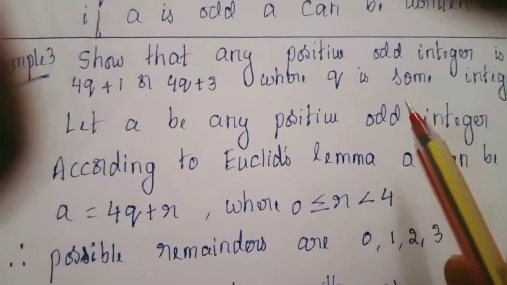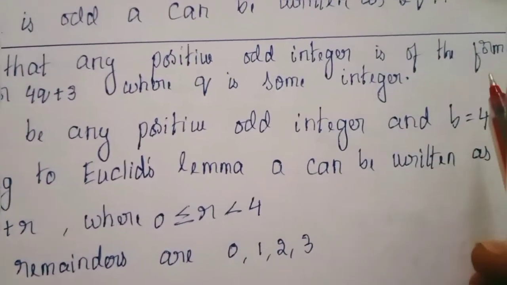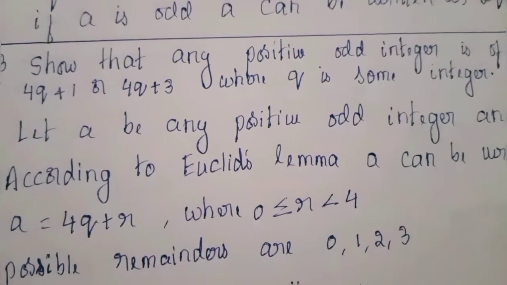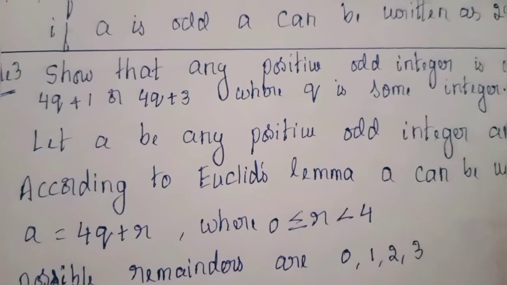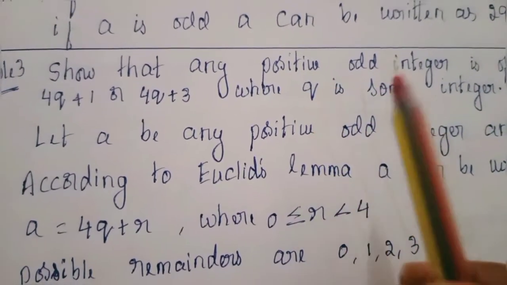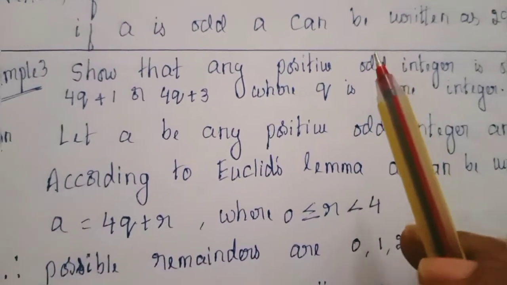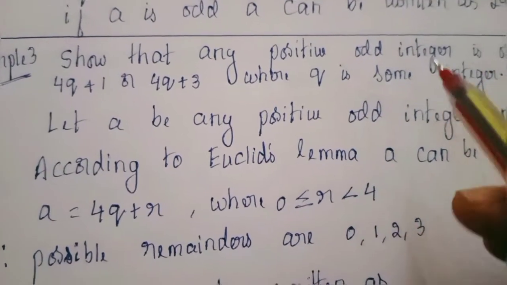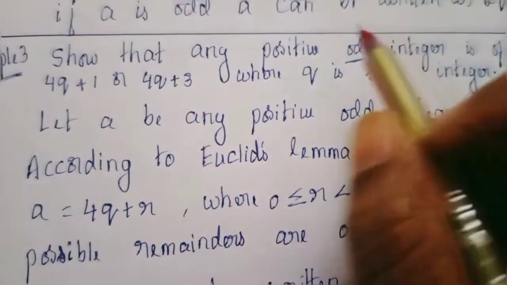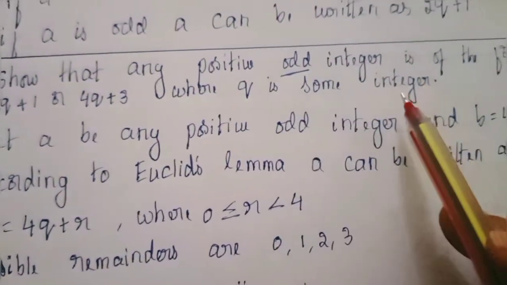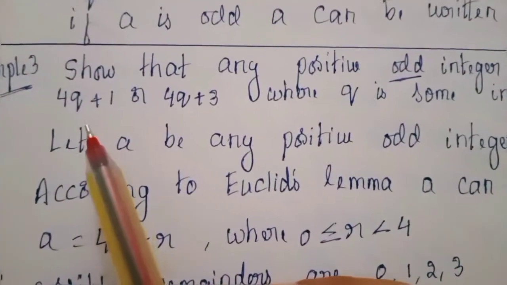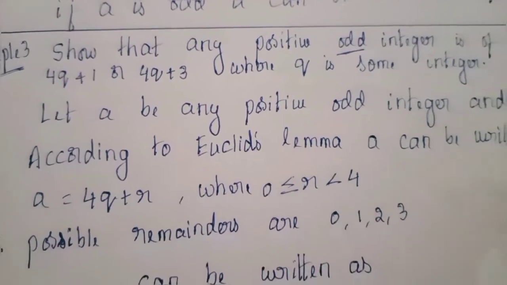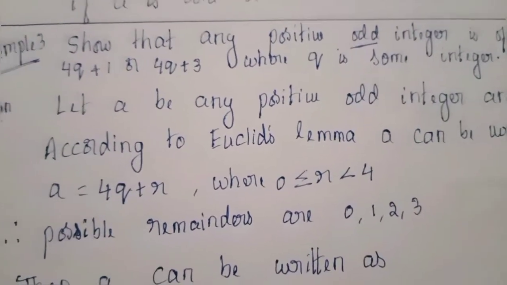Show that any positive odd integer is of the form 4q plus 1 or 4q plus 3, where q is some integer. Concentrate, children. In the previous question, it asked for both odd and even: show that any even is in the form of 2q and odd is in the form of 2q plus 1. But here he is mentioning only odd numbers. Let me explain this question with some examples, then I will start.